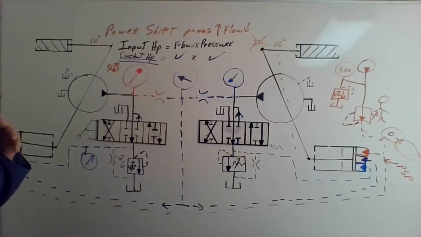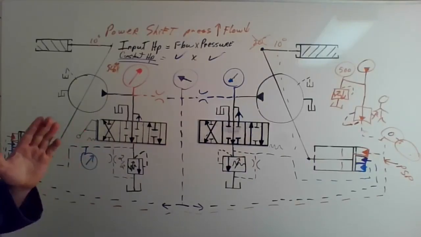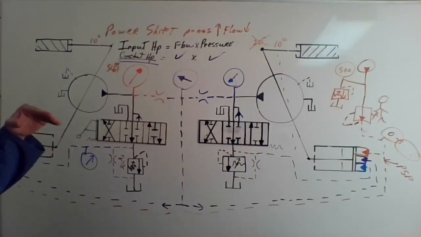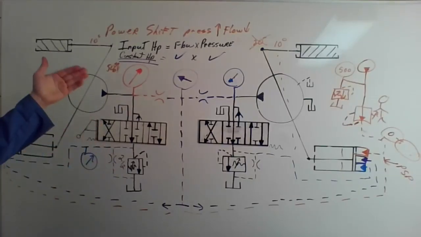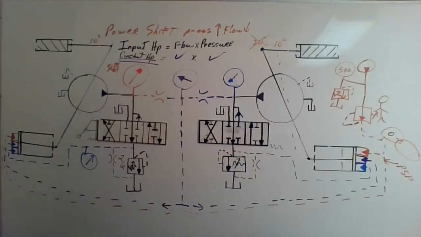And again, the only other final piece to this puzzle is the power shift pressure, which takes whatever that engineered constant was and allows the operator to shift that constant down, usually.